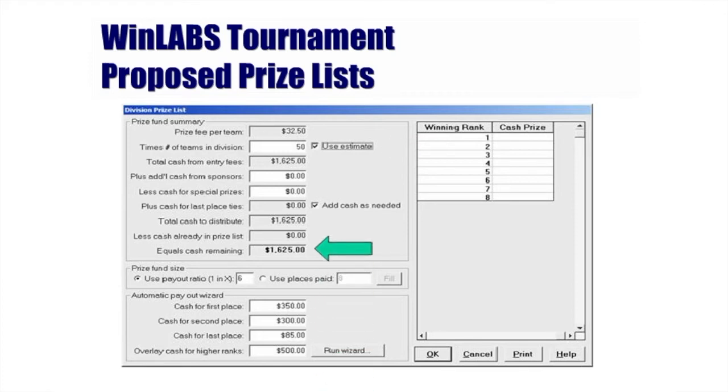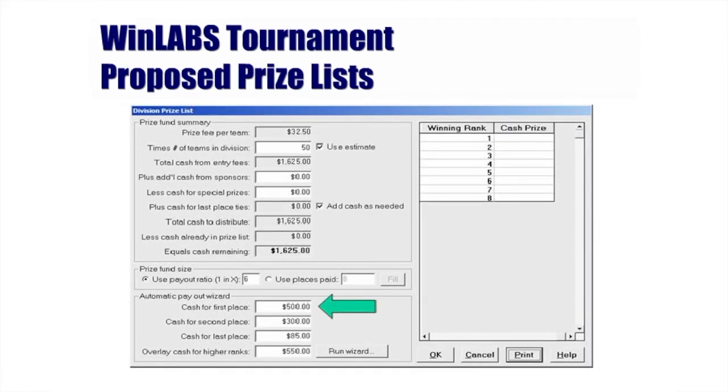WinLABS immediately added the cash that would be available if we had 50 teams in this division. It also added places to the prize list spreadsheet. We now have 8 places cashing. 1 in 6 with 50 teams equals 8. There are 4 values that WinLABS will utilize to create the list. The first item is cash for first place. This you will enter manually.